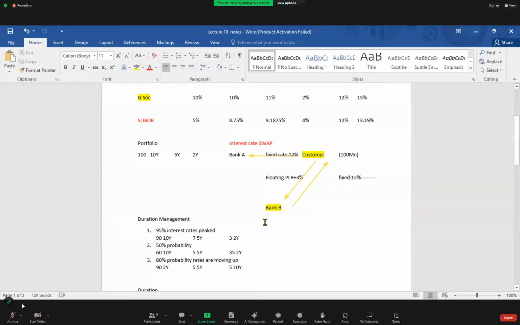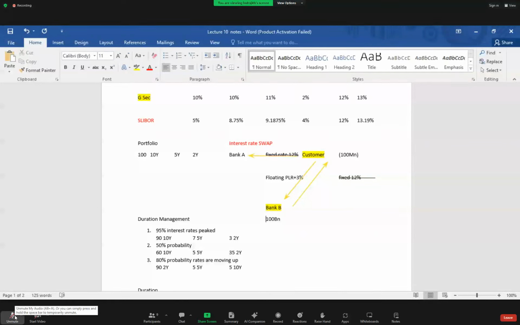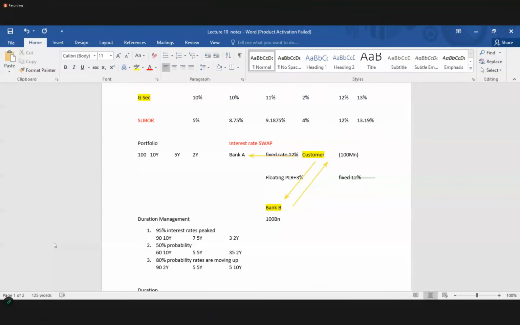Let's say he has a 100 billion portfolio where he pays floating and receives fixed. So he doesn't mind hedging part of it with this customer, receive floating, pay fixed, and earning a fee. You understand what I'm trying to say there? So these are the situations. Different banks will have different requirements from time to time, and depending on those requirements, they will engage in these transactions.